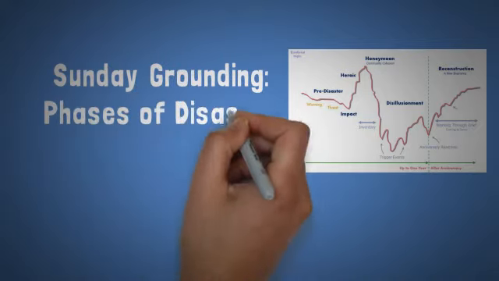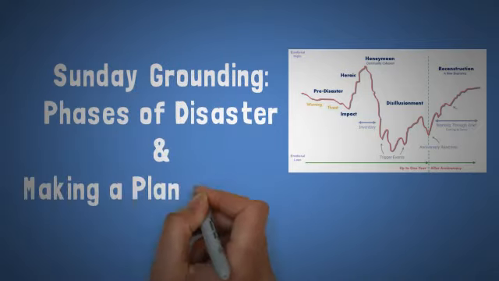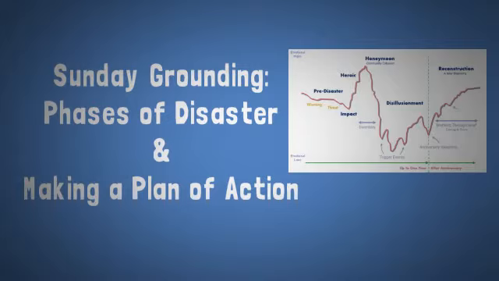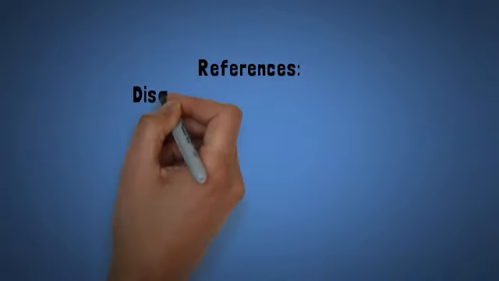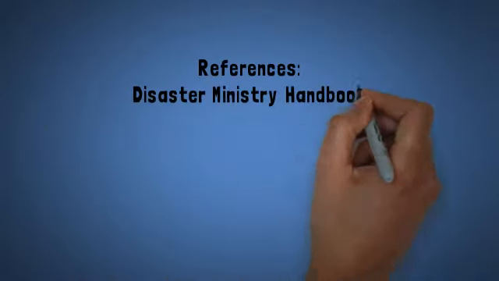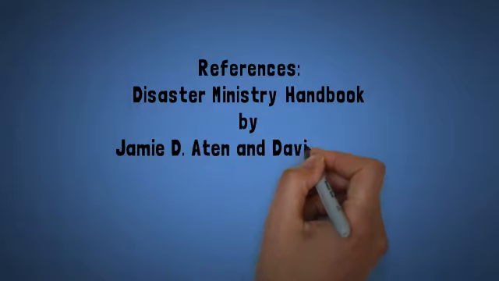Today we're going to talk about phases of disaster and making a plan of action. The chart and other resources can be found in the video description down below. And today's information is taken from D. Aten and David Boan's book, Disaster Ministry Handbook, and from SAMHSA.gov.